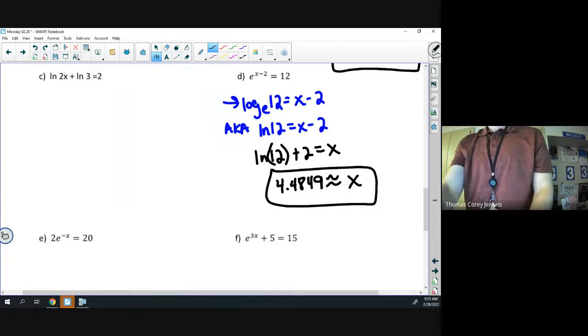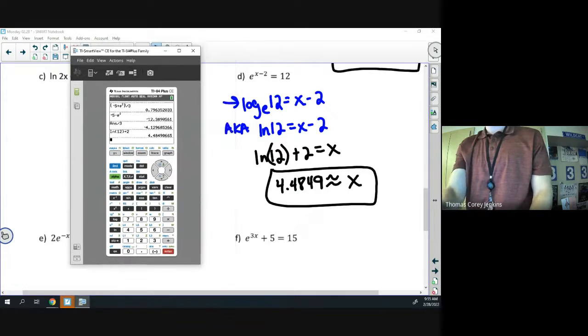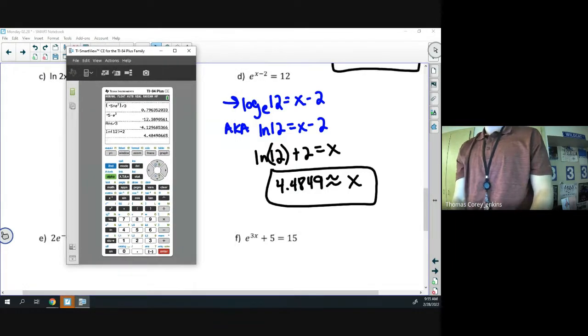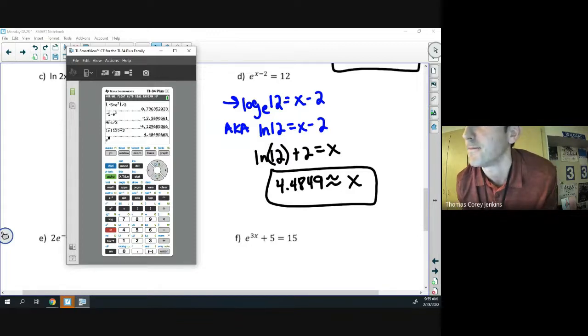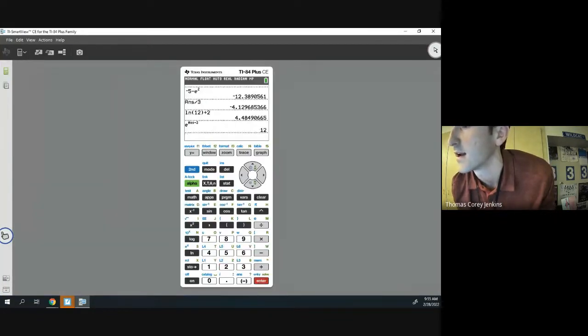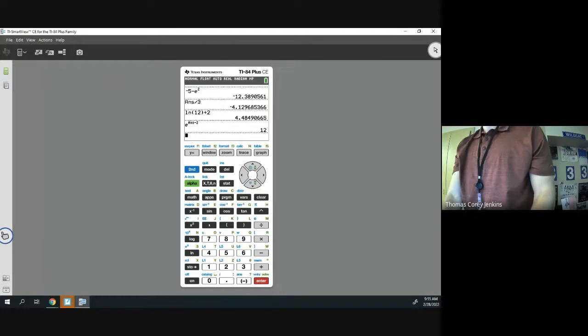Again, I know I don't show this every time, but it does take some skill to plug that back in to check, so I'll just show that once here. e to the power of x minus 2 is supposed to be equal to 12, right? So I pull up e to the power of, second and ln, and input my answer, minus 2 as my exponent. This is supposed to be equal to 12. I'll hit enter and hope I see a 12. And you can see that I do.